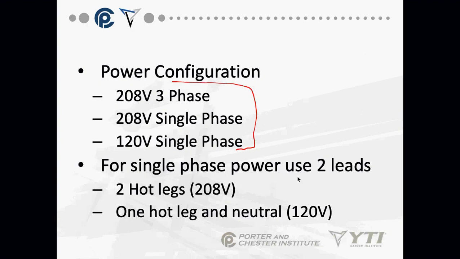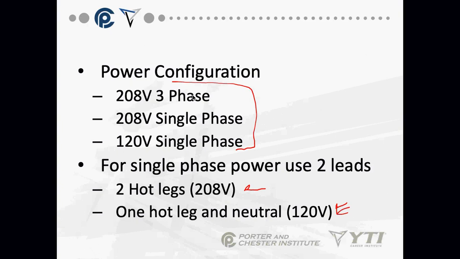For single-phase power, I'm going to use any two of the legs. I could use L1 to L2, L2 to L3, or L3 to L1. Two hot legs. For the 120 volt, we use one hot leg and neutral. That's the importance of the neutral. That's how we get our 120 volts out of a three-phase circuit.